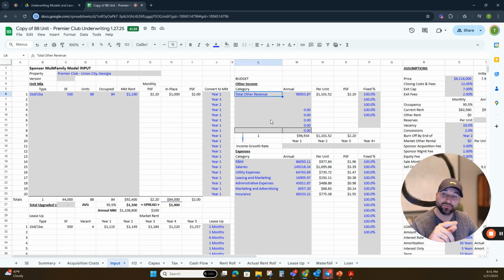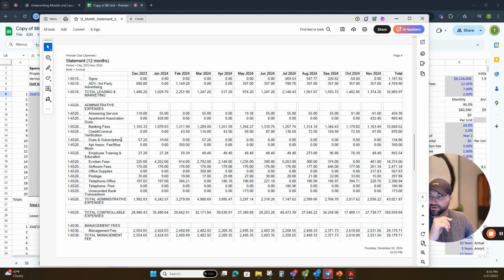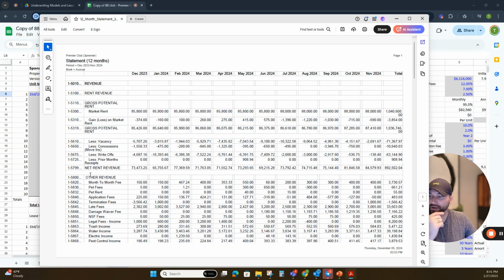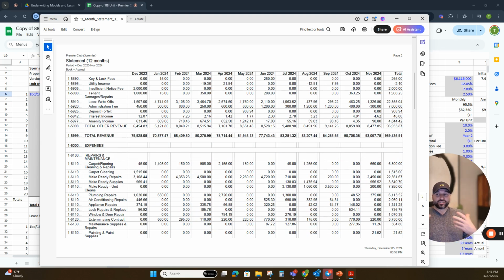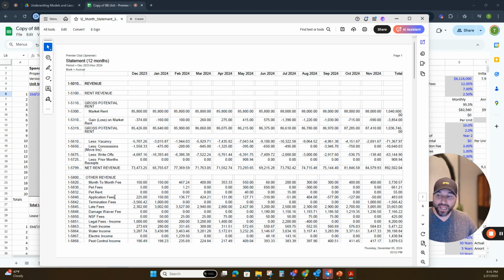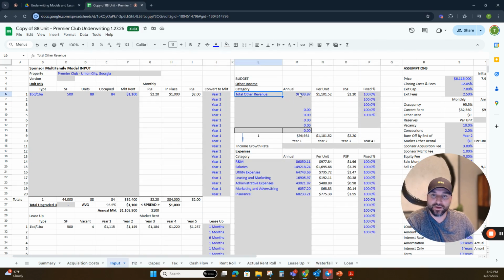Now, total other revenue, again, that comes from the T12, because there's a lot of, here it is, look, other revenue. There's lots of other revenues that these properties generate. And when you generate that revenue, you need to include it in your T12, like administrative fees, deposit, late fees. Look how much they have in late fees. $33,000 in late fees. That's a lot of late fees, and that's income, right? So you want to capture all the other revenue that you see in this particular model. So that ends up being about $96,000.